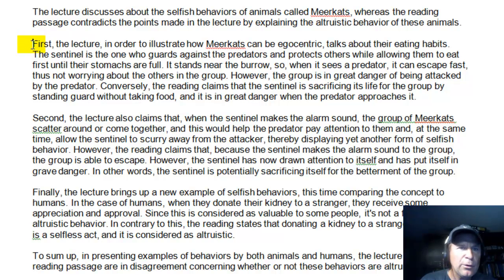First, the lecture, in order to illustrate how Meerkats can be egocentric, talks about their eating habits. The sentinel is the one who guards against the predators and protects others while allowing them to eat first until their stomachs are full. It stands near the burrows, so when it sees a predator, it can escape fast, thus not worrying about the others in the group. However, the group is in great danger of being attacked by the predator. Conversely, the reading claims that the sentinel is sacrificing its life for the group by standing guard without taking food, and it is in great danger when the predator approaches it.